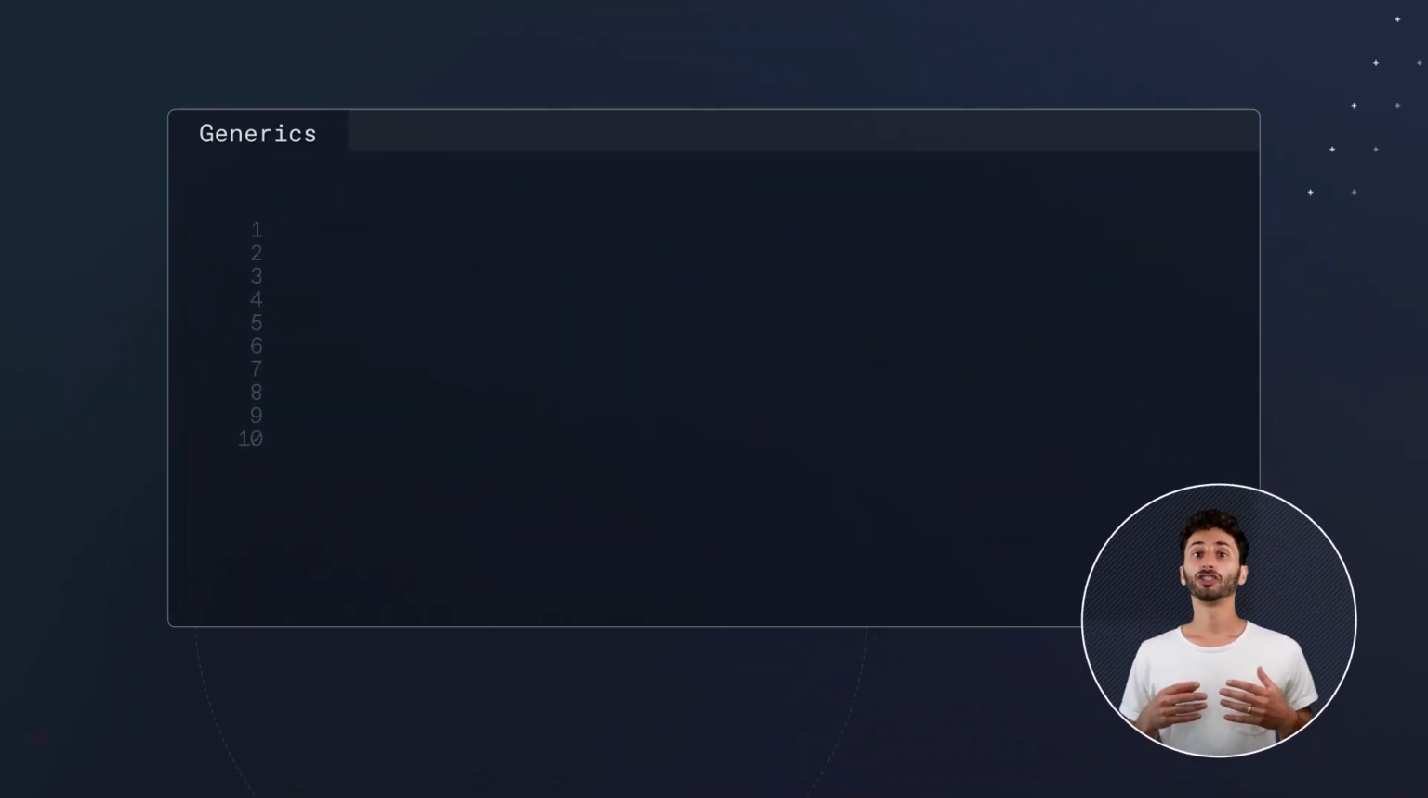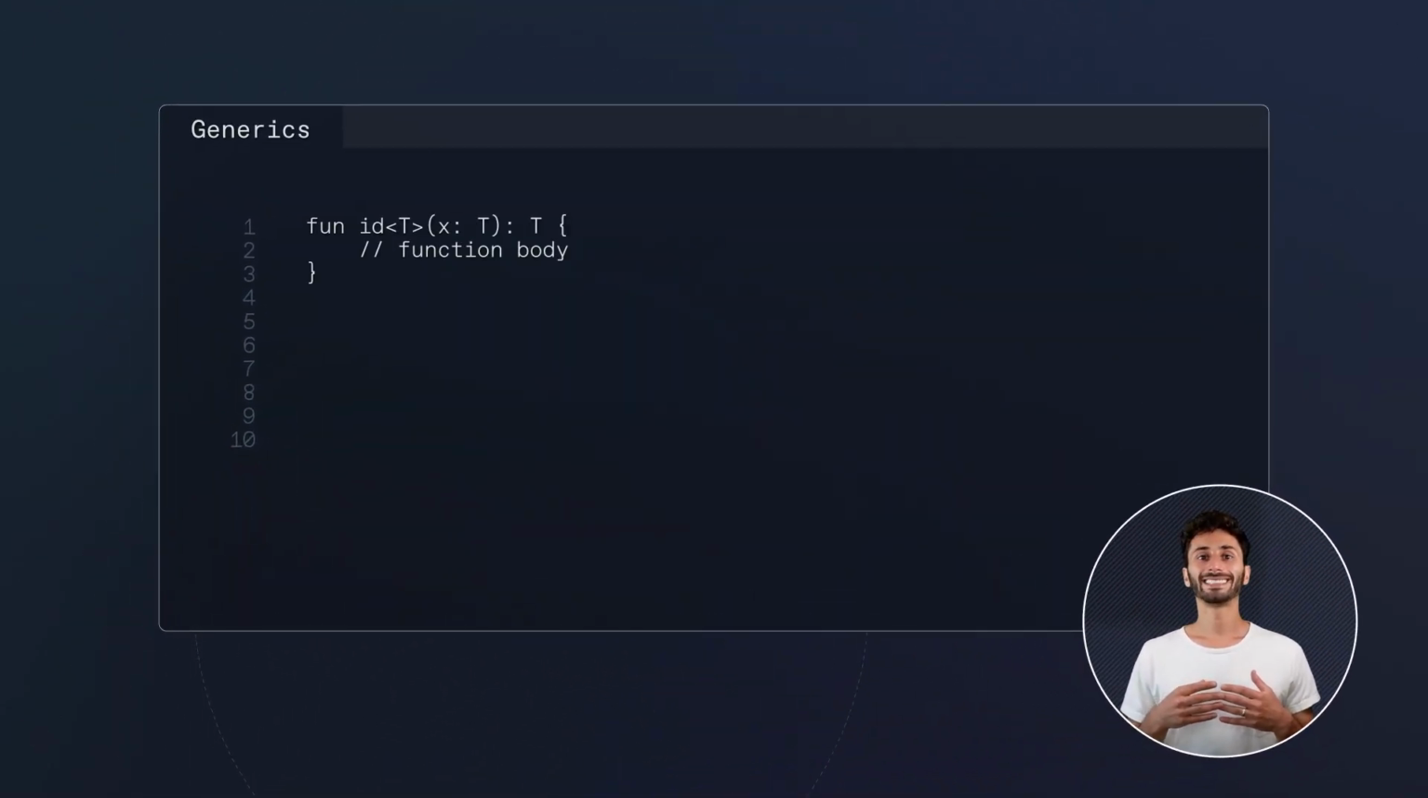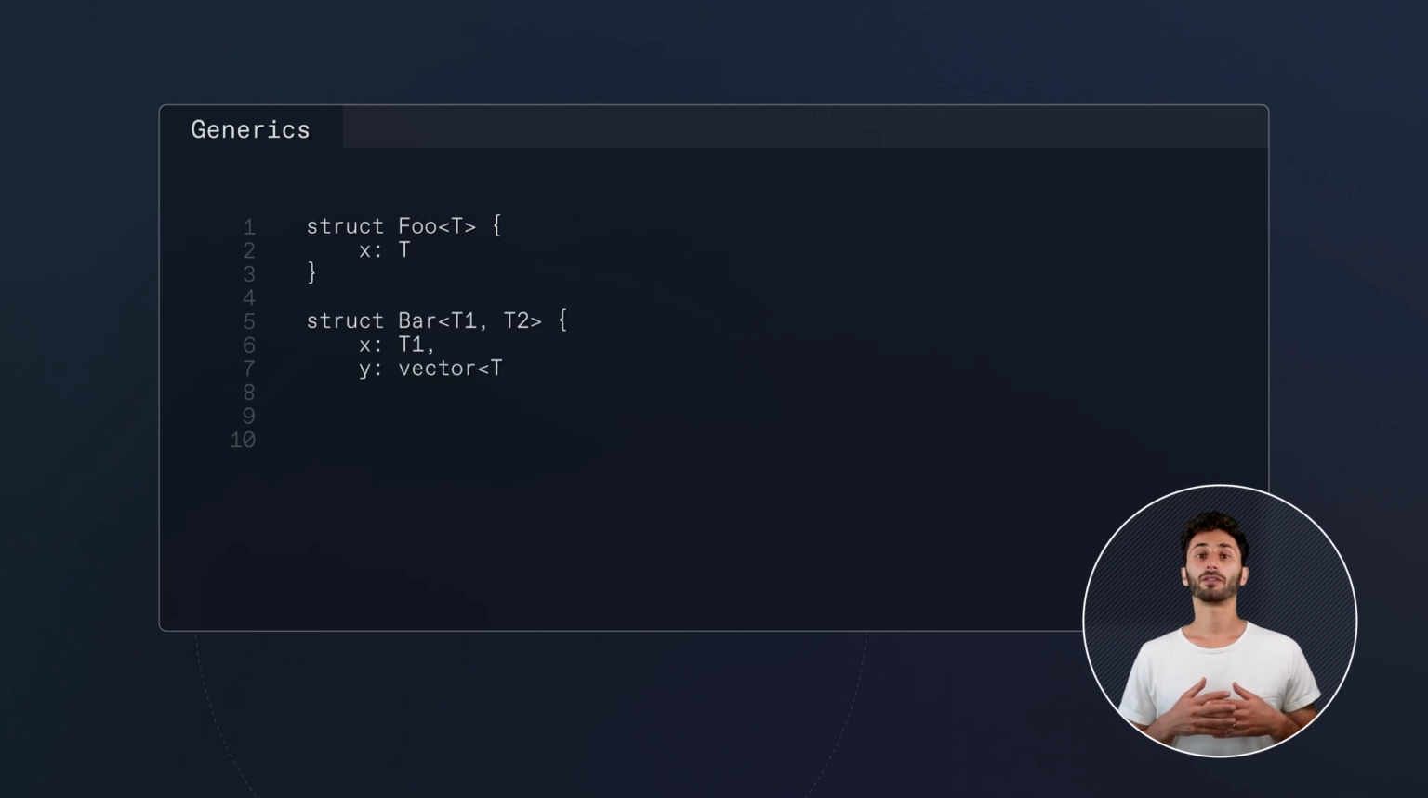For example, a generic function called ID takes a value of any type and returns it unchanged. The type parameter T can be used in parameter types, return types, and inside the function body. Generic structs can also have type parameters that specify the types of their fields. For example, as you can see, both foo and bar use generic types here.